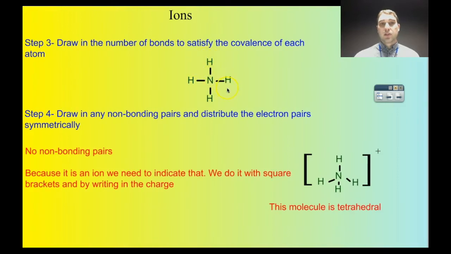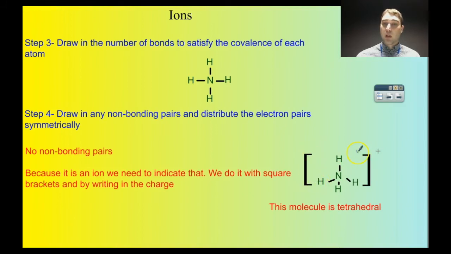Next step, we're going to draw in the bonds that satisfy the covalence of each of the atoms that we're looking at. So each hydrogen needs 1, and the nitrogen needs a total of 4 now because it lost that electron in the middle. And then we need to distribute any non-bonding pairs and do the electron pairs symmetrically around it. So we've got 4 bonds, so in 3-dimensional space that's going to form a tetrahedron.